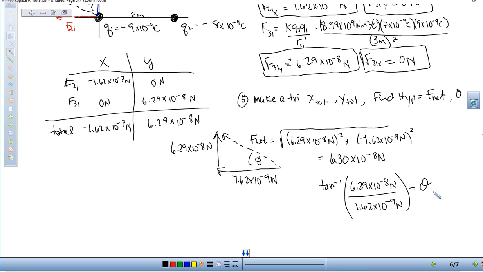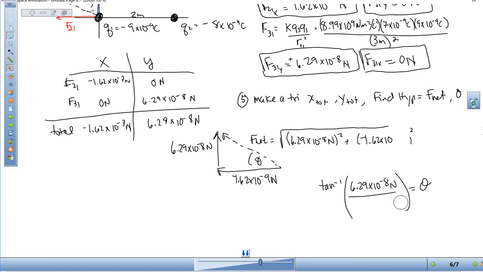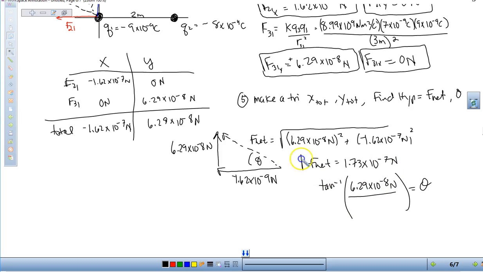Ah, darn. I was wondering why this number looked a little weird. This should be to the 7th. Let me quickly fix that. 6.29 e to the negative 8 squared plus 1.62 e to the negative 7 squared. Okay, that looks a lot better. There's my number, 1.73 e to the negative 7th. Whew. Okay, that's the right answer. That answer looked funny before. Okay, good. And then 1.62 times 10 to the negative 7 newtons.